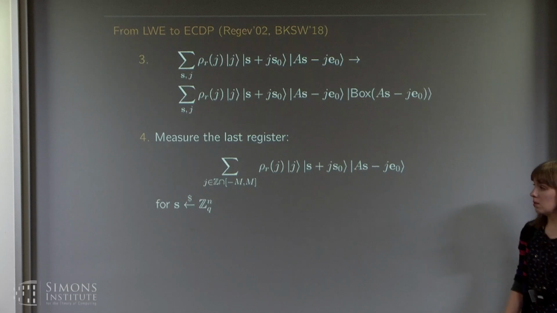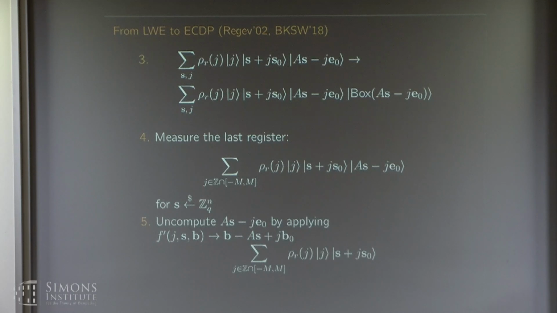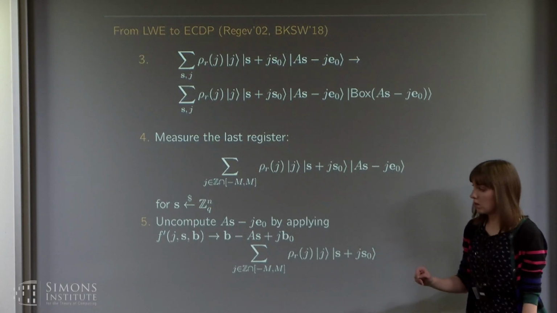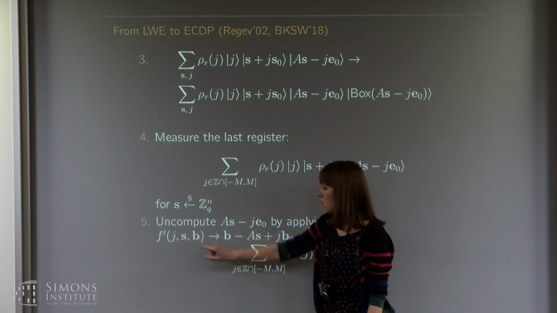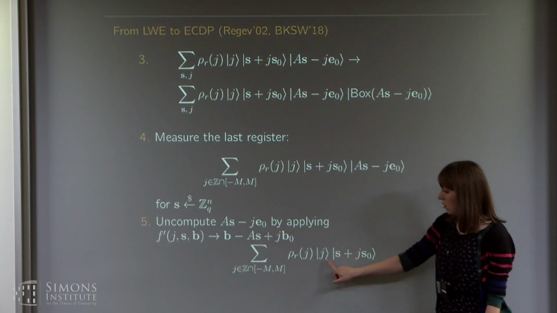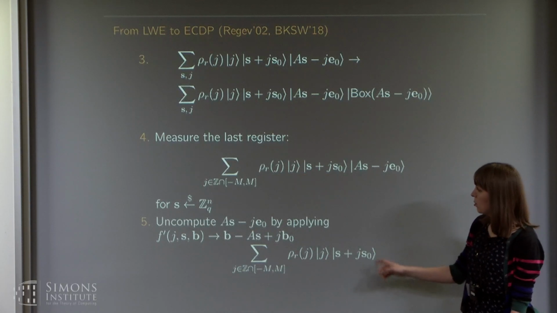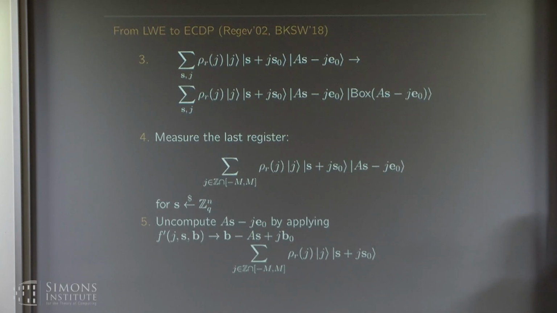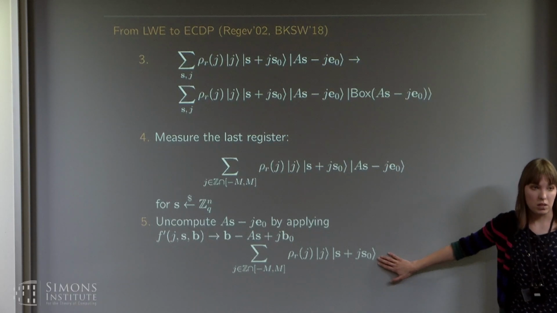And it's almost as good as DCP, except I need to uncompute this guy, but I can. This was precisely the question, do I uncompute? I can uncompute this by applying this function. It's actually very easy to verify that if, on this register, you apply this function, J, S, and B, this is the first input, the second, and the third, what you will get is actually 0 on this register. So you can uncompute that. And what you end up having is this DCP state.